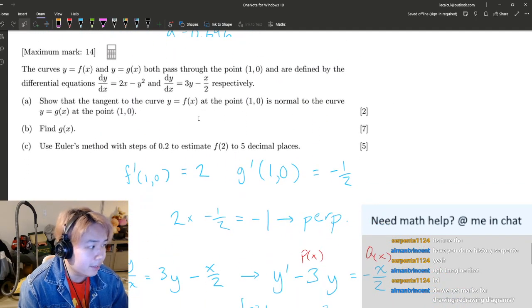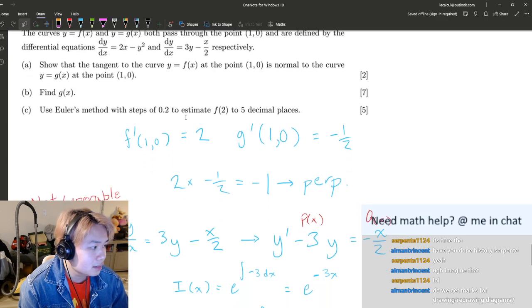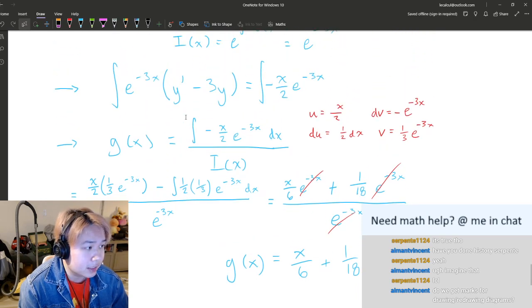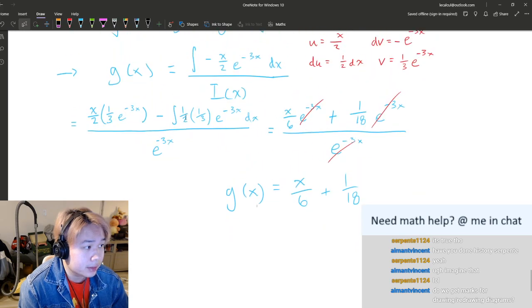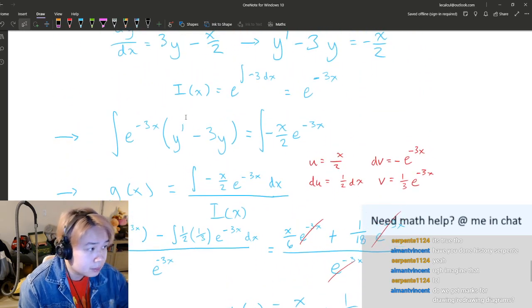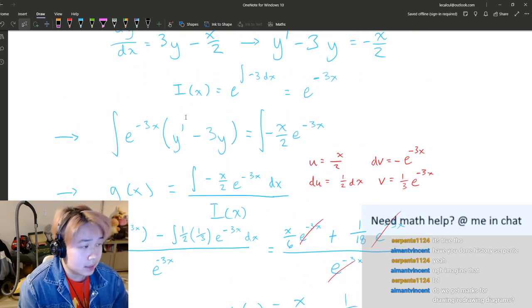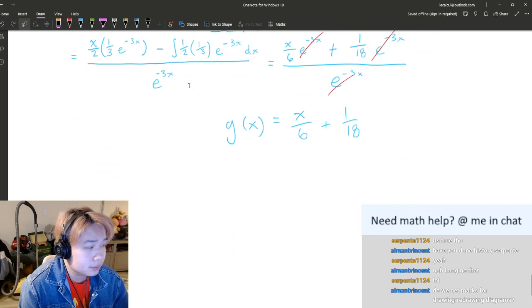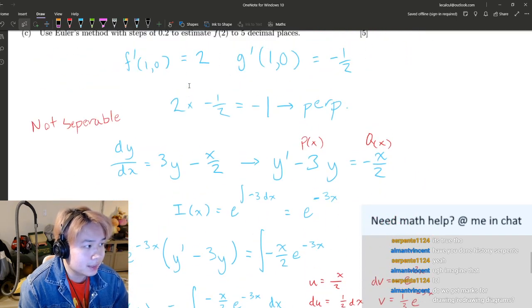Wait, so I need to find f again? Do you get marks for drawing, redrawing diagrams? Depends. If they already gave you it, then no. But let's say they don't give you a diagram, then I think you get maybe a mark. Wait, so I gotta do this whole process again and find f?